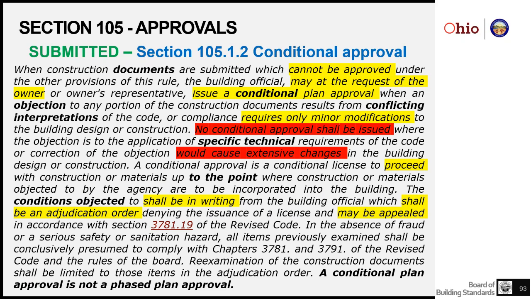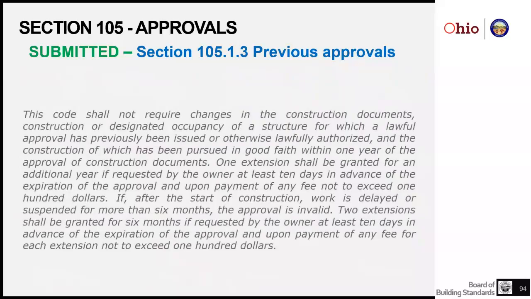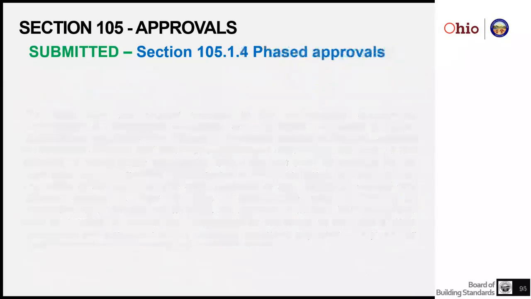A key point to note, the last sentence, that a conditional approval is not a phased approval. Essentially, we'll talk about phased approval later. The real difference is that the documents can't be approved with a conditional approval because of a disagreement. A phased approval is where they can be approved because they do comply to a point. Previous approvals, I think, is fairly self-obvious.